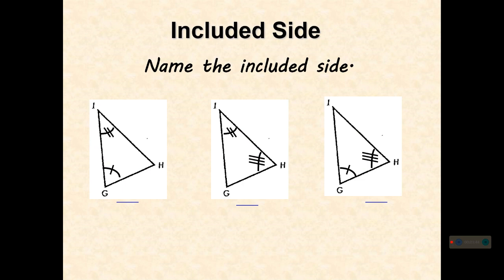Let's now have the included side. Name the included side of the first figure. We have here the tick marks on the first angle, angle G, and then angle I. So the included side here will be side GI or segment GI. On the second figure, we have markings on angle I and angle H, so we have here segment HI. Next, we have angle G and angle H, so we have side GH or segment GH.